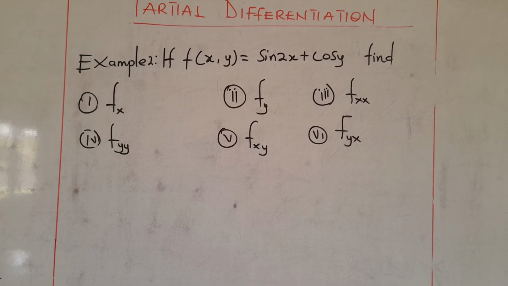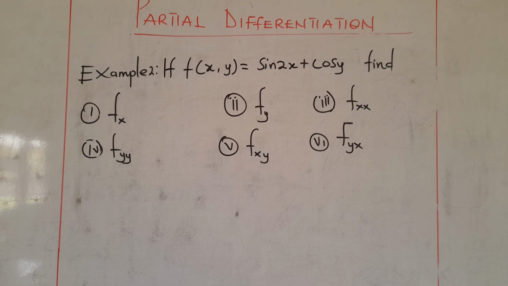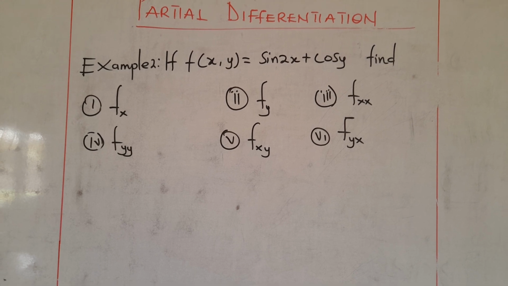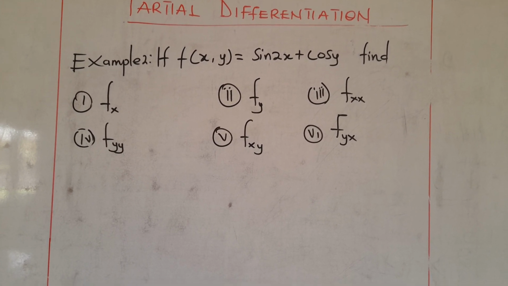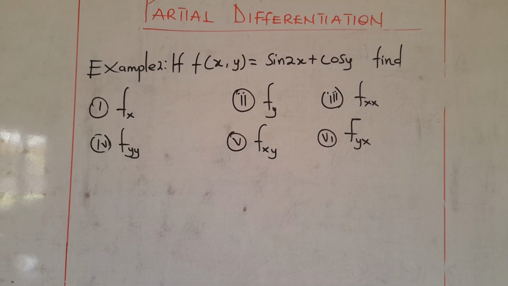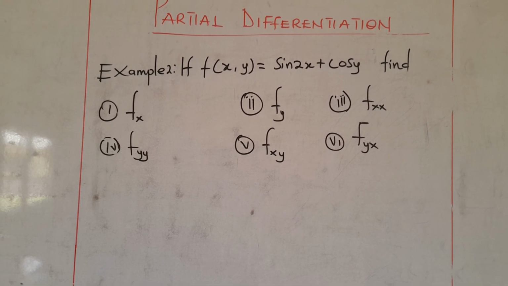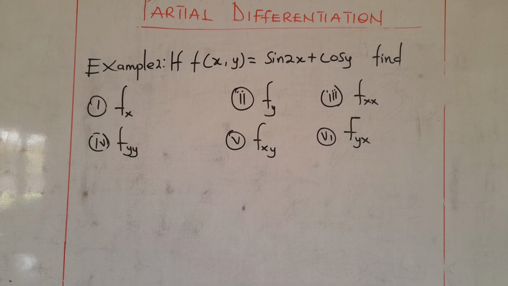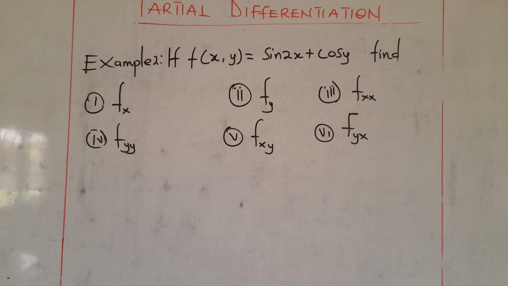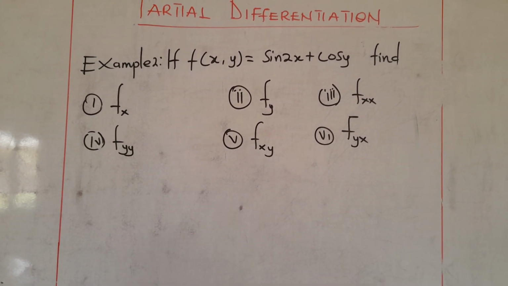So example 2 says that if a function f of x, y equals sine 2x plus cos y, we should find: the partial differentiation of the function with respect to x; the partial differentiation with respect to y; the partial differentiation with respect to x, then with respect to x; then iv, with respect to y, then with respect to y; then v, with respect to x, then with respect to y; then vi, with respect to y, then with respect to x. So how do we solve this?